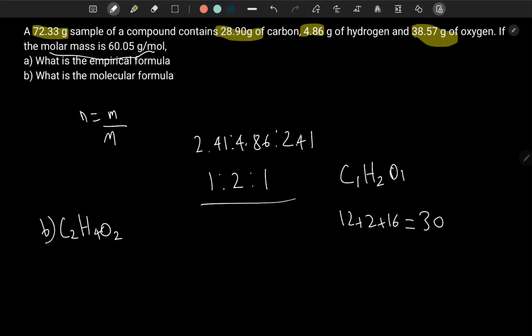Another way of looking at the molecular formula is that we divide the molar mass given in the question, 60, by the molar mass of the empirical formula, which is 30 over here, and we get 2. We then have to multiply the original empirical formula by 2, and that's it.